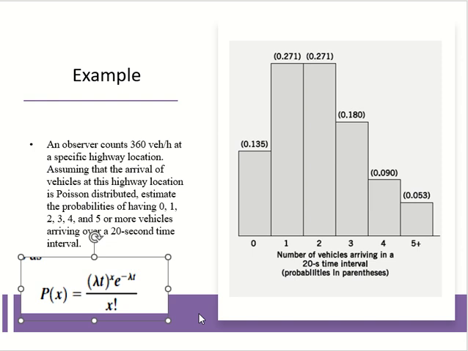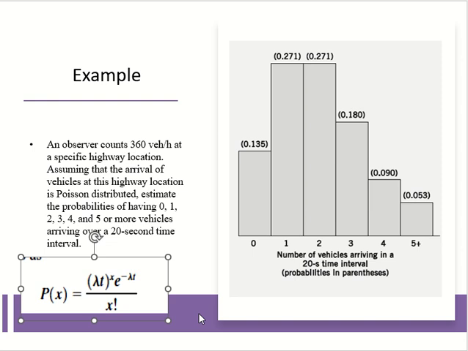How many probabilities do I need? 1, 2, 3, 4, 5, 6. Six values of probabilities. Clear? I also need a small t here. They are asking for the probability of these values in how many seconds? 20 seconds. So my small t is 20 seconds. And then we have lambda here as well.